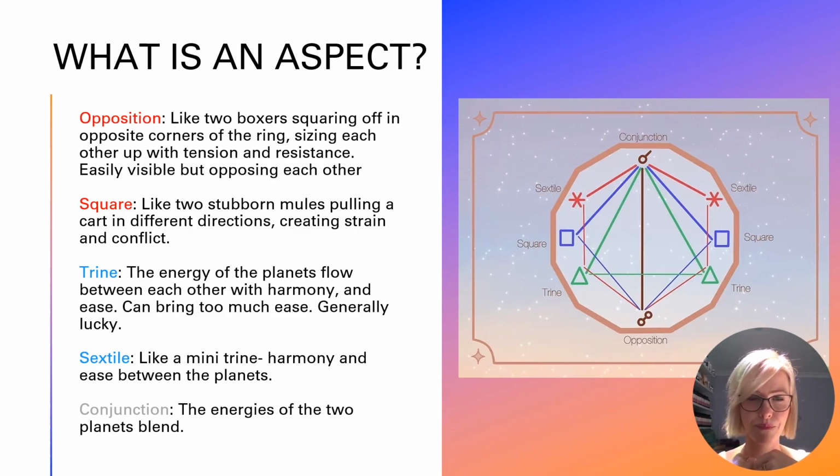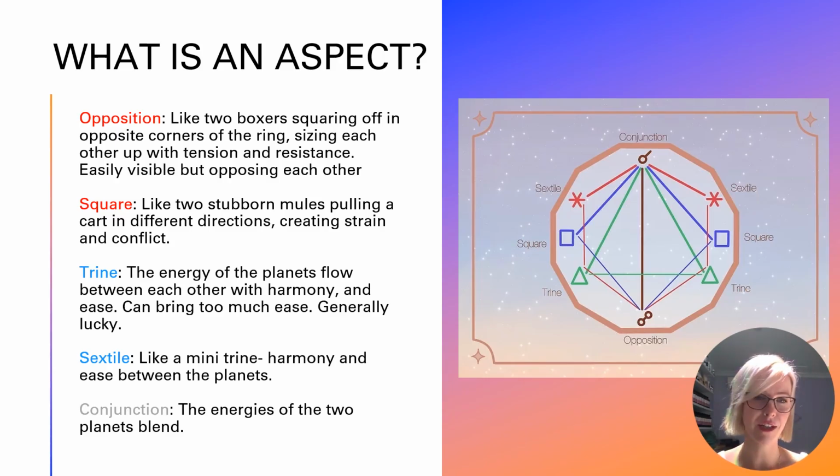A square, it's like two stubborn mules pulling a cart in different directions, creating strain and conflict. And just look at the picture on the right. You can see what a square is. It's when they're 90 degrees away from each other. A trine, so this is one of the more harmonious aspects. The energy of the planets flows between each other with harmony and ease. It's generally lucky, but sometimes it can bring too much ease, which in medical astrology can become a problem when something is too easy, too abundant, you get too much of something.